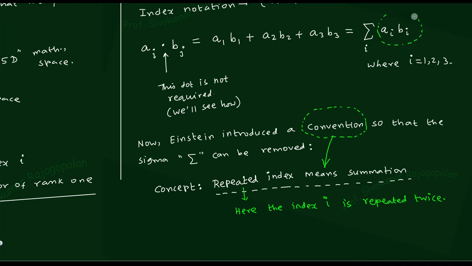Check it out. You see now, AI, BI. How many times is I coming? It is repeating two times. That's what I'm saying. Here the index I is repeated twice. If it is repeated twice, then the summation symbol itself is not required. You delete it.